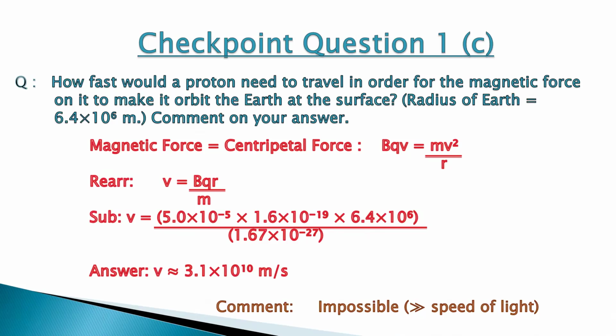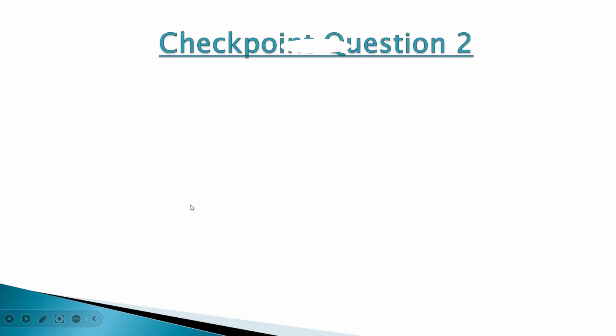So, that completes checkpoint question 1. The key A2 exam skills are: identify the correct formula, check if the motion is perpendicular, substitute with units, calculate carefully, and finish with a clear conclusion. In part C, the conclusion was essential. We must explain why the answer is impossible.